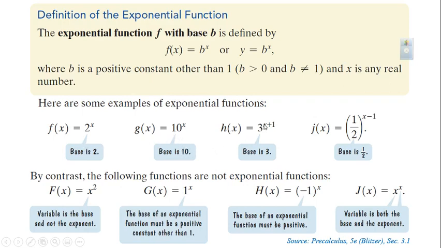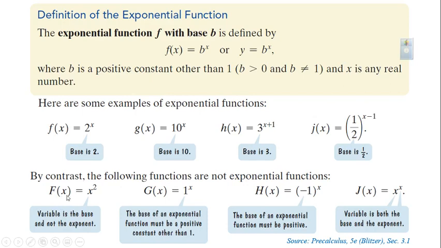h of x equal to 3 to the x plus 1. That's another exponential function that has just been transformed, right? They modified the x part. The base can be a fraction. j of x equal to half to the power x minus 1. So that's another exponential function. On the other hand, these other ones down below with the capital letters are not exponential functions.